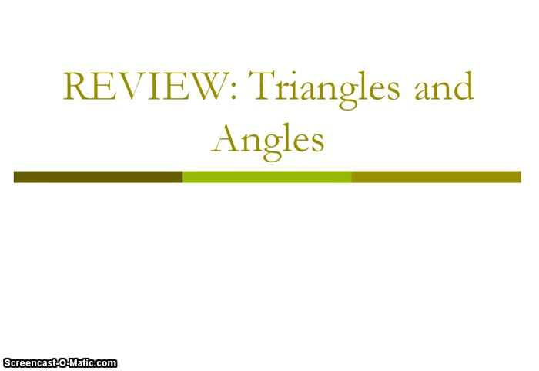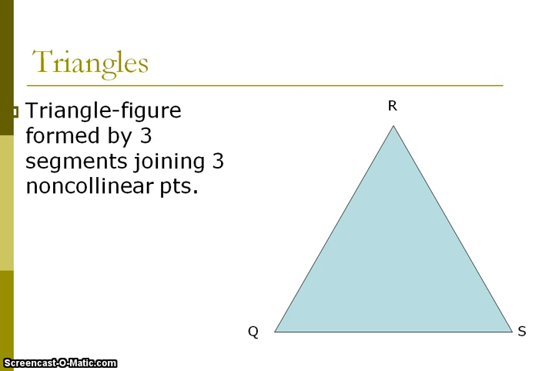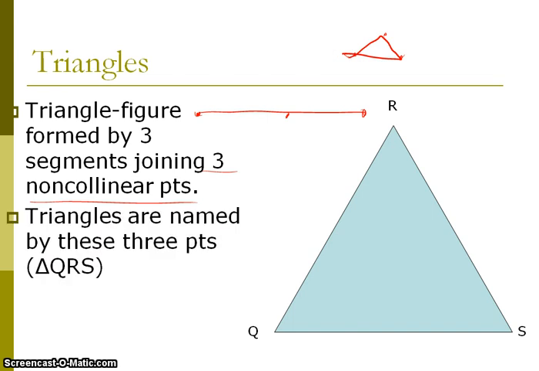All right, this part is really a review. I just want to make sure we're all on the same page in terms of our vocabulary with triangles and angles. This is stuff we should have learned perhaps in elementary school. Okay, so triangles. What is the definition of a triangle? It's a figure formed by three segments joining three non-collinear points, because the problem is if they were collinear, the three points would just make a line, right? So anytime we have three non-collinear points and we connect them with segments, we have a triangle.